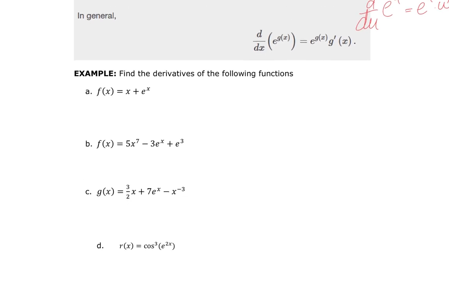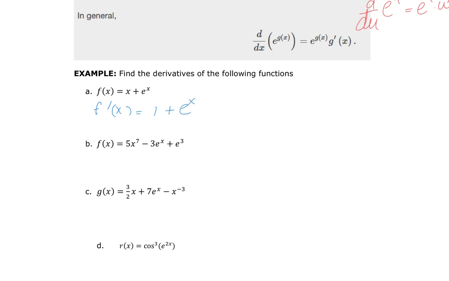Okay, now here we're asked to find the derivatives of each one of the functions. We're not asked for multiple derivatives. We're not asked for higher order derivatives. We just want derivatives. So I'm going to take the derivative of my first function. The derivative of x is just 1. And the derivative of e to the x is e to the x all day long.